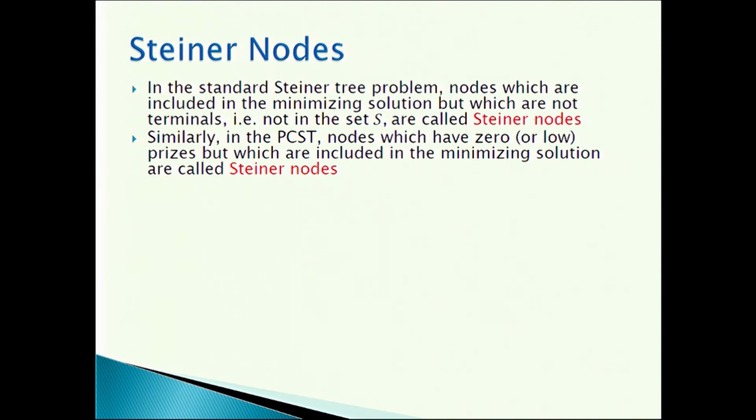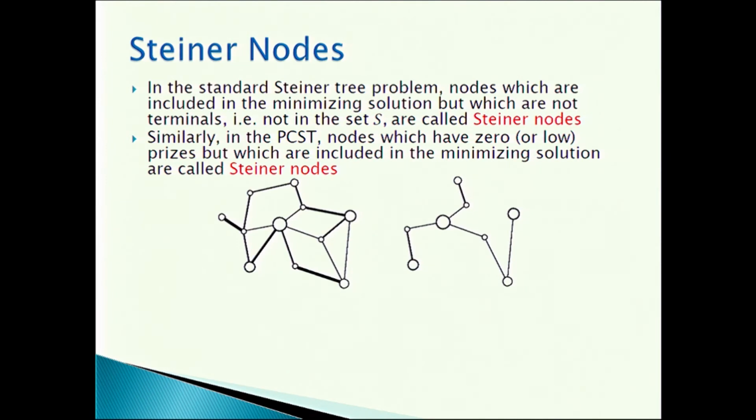In the prize-collecting Steiner tree problem, it's not so clear what the Steiner nodes are, but they're the ones that have either zero or a low prize, but get included in the solution. So on the left is a network that I start with. On the right is a minimizing solution.